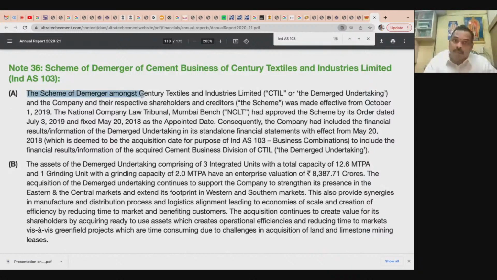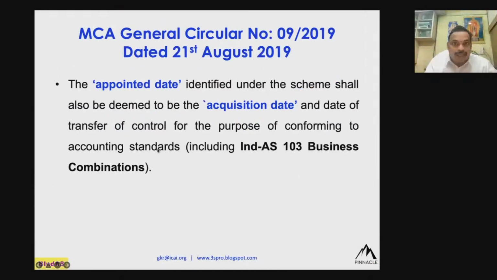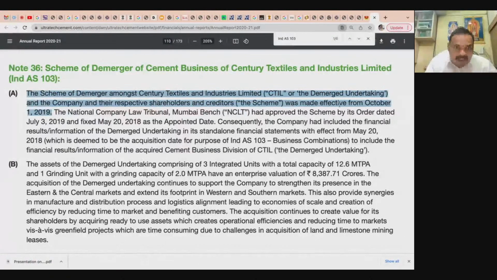The scheme of demerger among Century Textiles and the company and the respective shareholders and creditors, that is the scheme, was made effective from October 1, 2019. Okay, effective. So please understand 3 terminologies. Effective date is different from the appointed date or the term we call the acquisition date. So here it is called effective date, October 1st. The NCLT had approved the scheme by its order dated 3rd July and fixed 20th May 2018 as the appointed date.